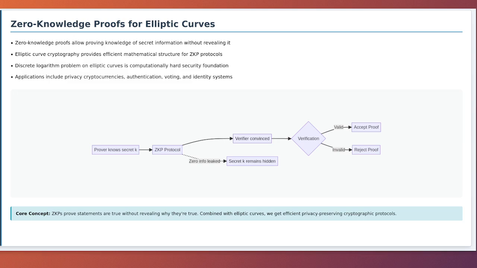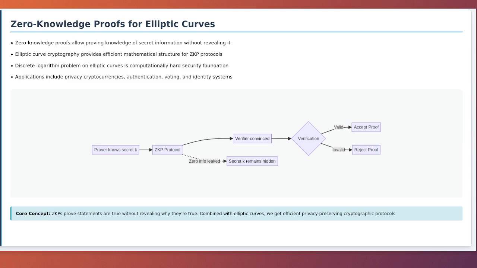They are fundamental to privacy-preserving cryptocurrencies like Zcash, which uses zk-SNARKs, zero-knowledge succinct non-interactive arguments of knowledge. They are used in authentication protocols where you want to prove you know a private key without revealing it. They are used in voting systems where you want to prove your vote is valid without revealing who you voted for. They are used in identity systems where you want to prove attributes about yourself without revealing unnecessary personal information. The applications are vast and growing.